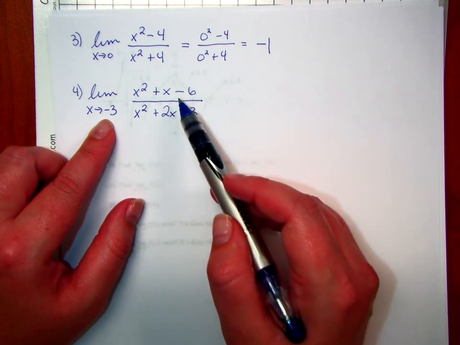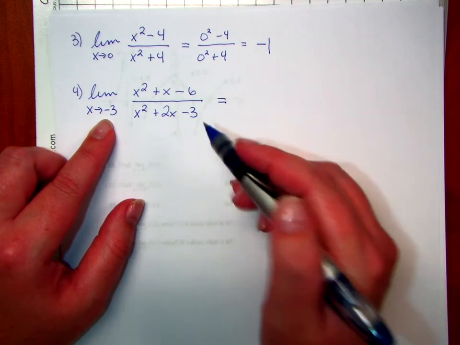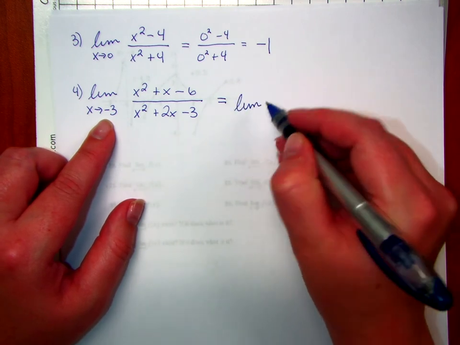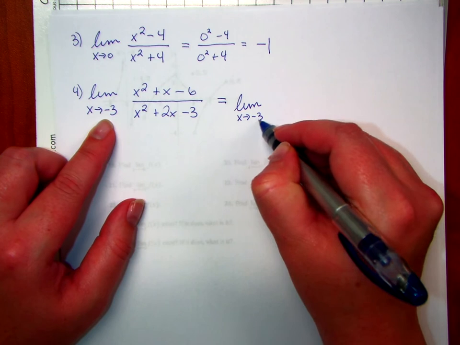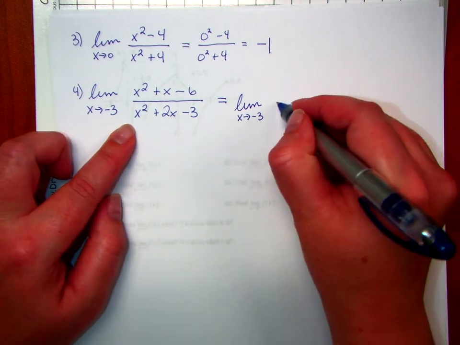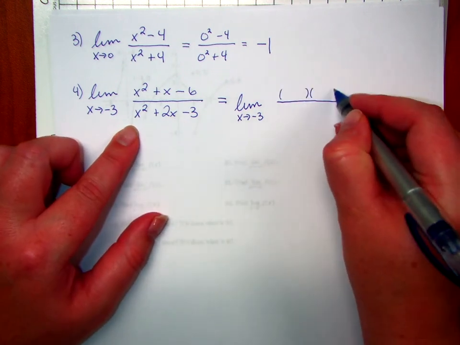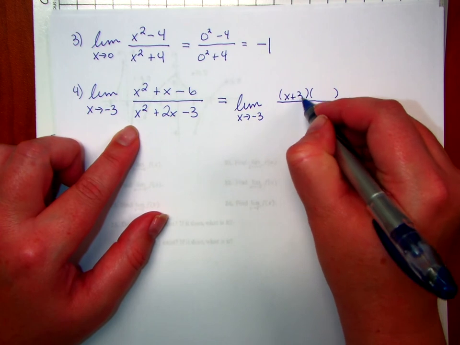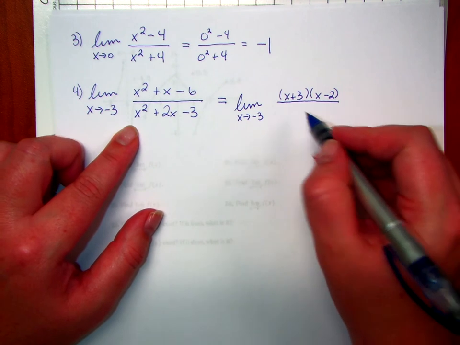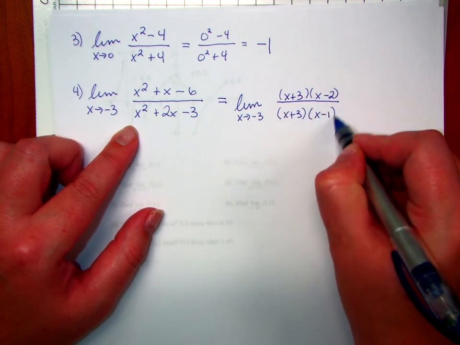So the top factors and the bottom factors. Now, because I have not evaluated the limit, I'm just changing the way the function looks, I still need to write the limit as x approaches negative 3 to indicate we are evaluating the limit of this function, right? But I am going to factor the top and the bottom. So the top is going to factor to x plus 3, x minus 2. The bottom is going to factor to x plus 3, x minus 1, right?